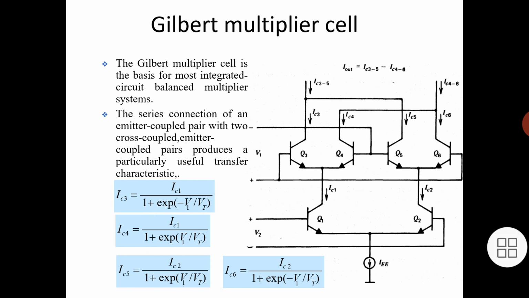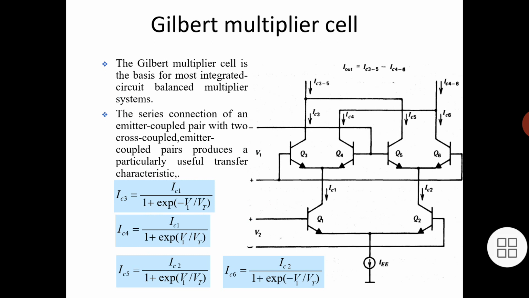A far better type of multiplier uses the Gilbert cell. This structure was invented by Barry Gilbert in the late 1960s. So let's begin with the topic Gilbert multiplier cell. The Gilbert multiplier cell is the basis for most integrated circuit balanced multiplier systems. The series connection of an emitter coupled pair with two cross-coupled emitter coupled pairs produces a particularly useful transfer characteristic.